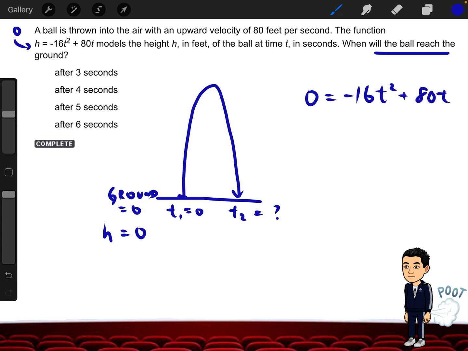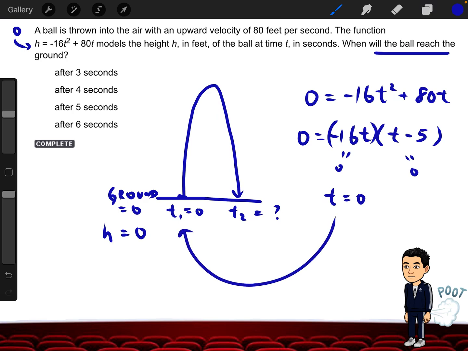Okay, so what you need to do next is factor out the common factor. So that'll be negative 16t times t minus 5. So let me put another parentheses over here. Set each factor equal to 0. You're going to find that t equals 0. This is basically the t1, that's when the ball started. Okay, you got another one, t equals 5, and this is going to be the t2. So you're going to select the third one, after 5 seconds.